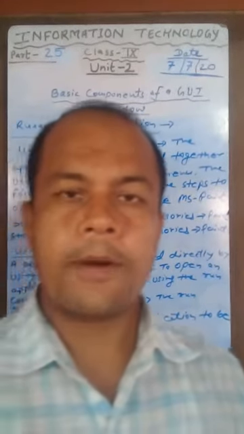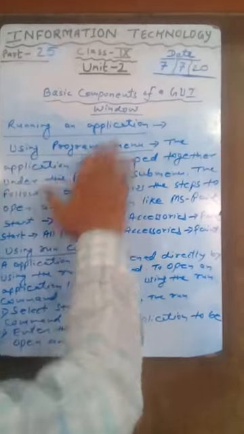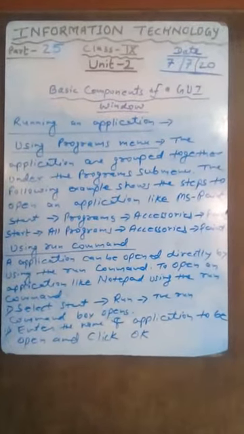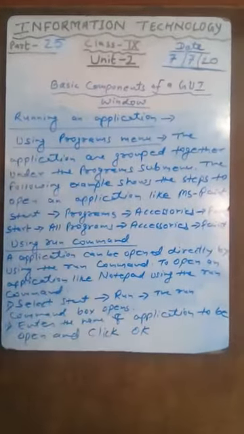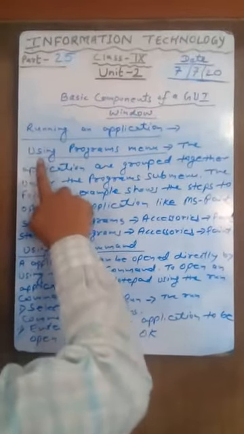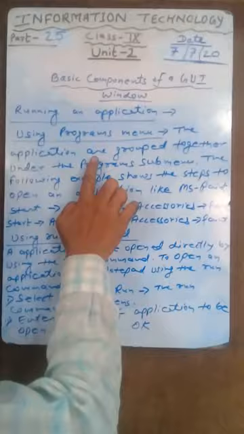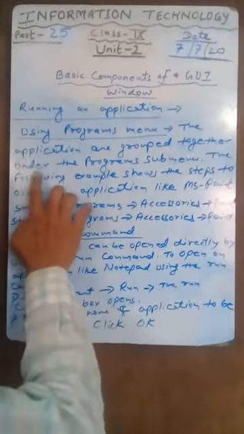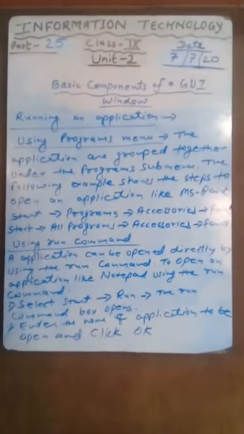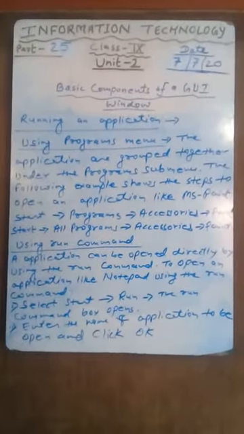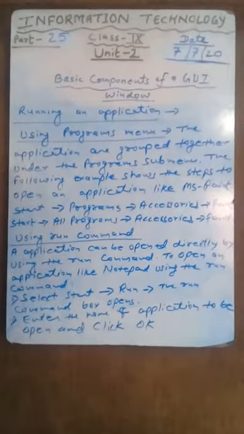Now our next topic is running an application using the Programs menu. The applications are grouped together under the Programs submenu. Different types of applications are grouped together under the Programs submenu.